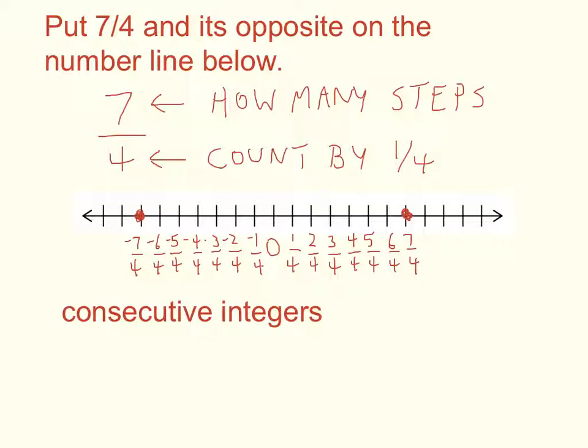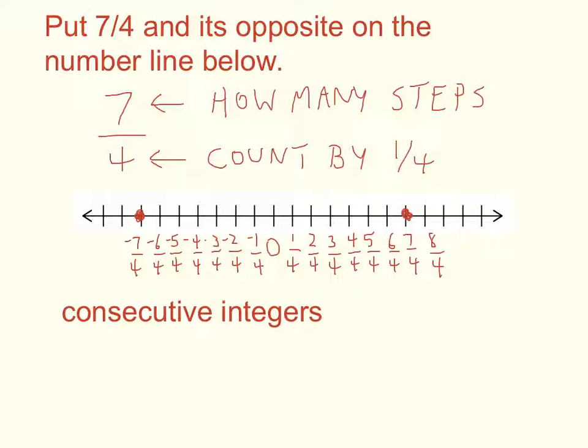On the worksheet, you'll see this term, consecutive integers. I want to know what consecutive integers my 7/4 is between. What I'm looking for is what nice whole numbers I'm between. I'm going to count one more fourth over here, and get over here to 8/4.